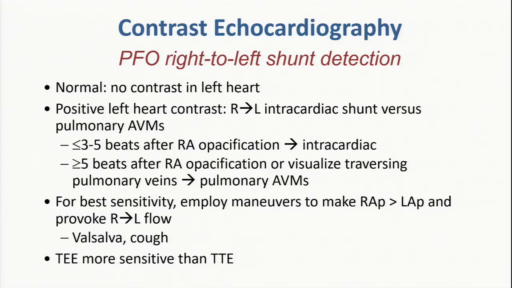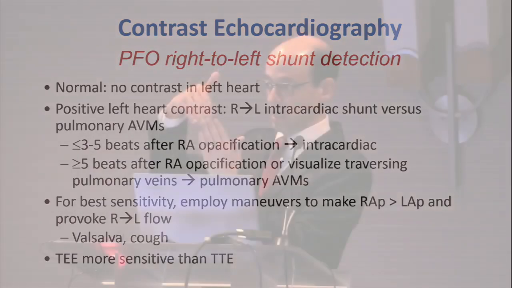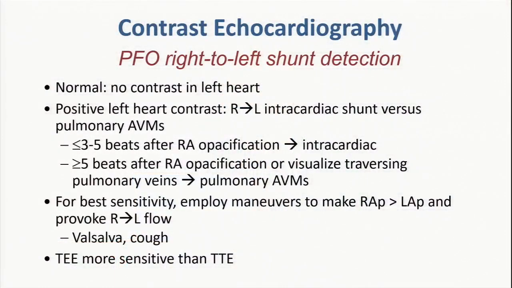So just because you have a PFO there and you put contrast into the right atrium, if the left atrial pressure is bigger, even if there is a PFO, that contrast won't be pushed across the PFO. What you want to do is do something to elevate the right atrial pressure so that the contrast, if there is a PFO, will be directed across it. And those maneuvers include Valsalva maneuvers or cough, something to increase the right atrial pressure.